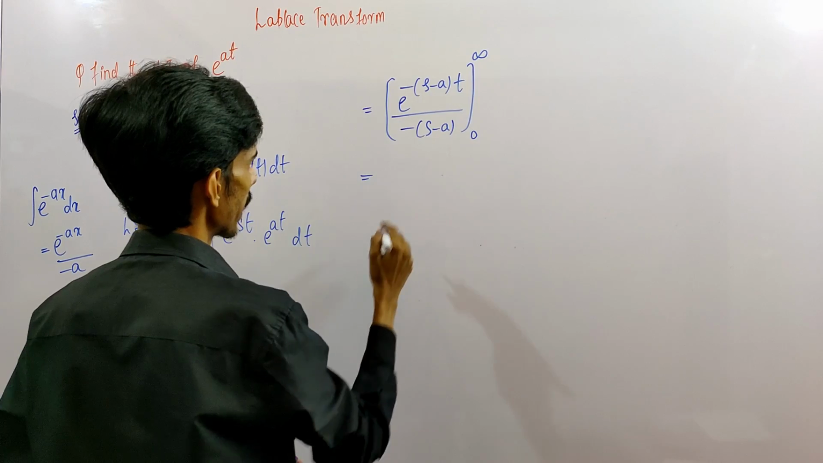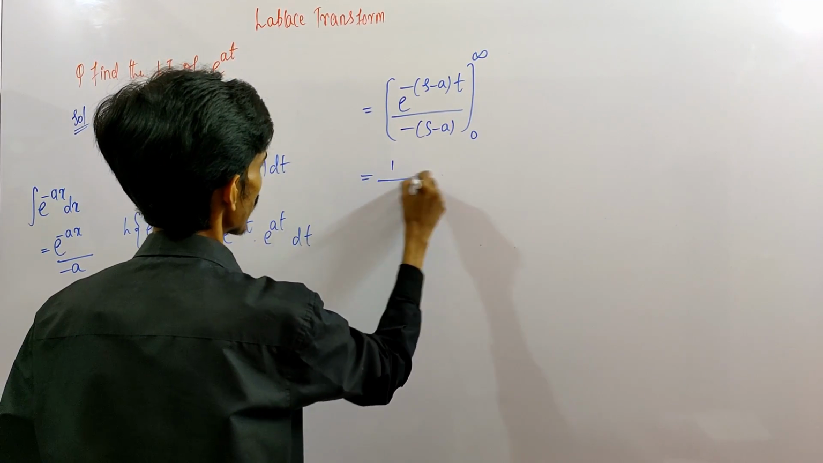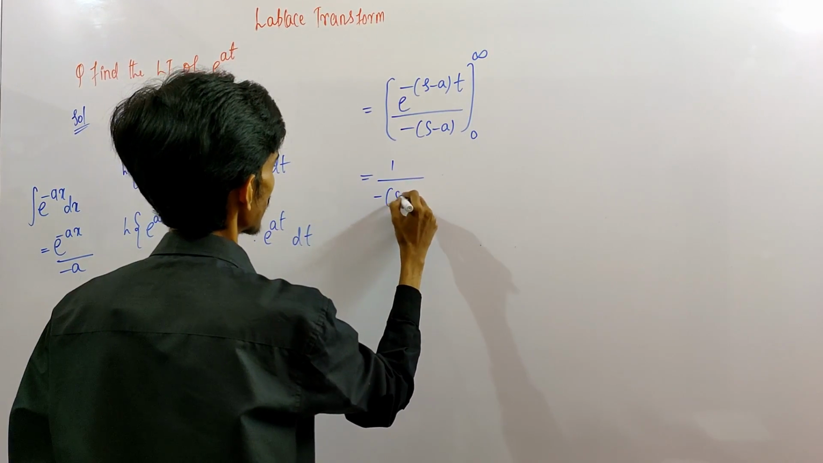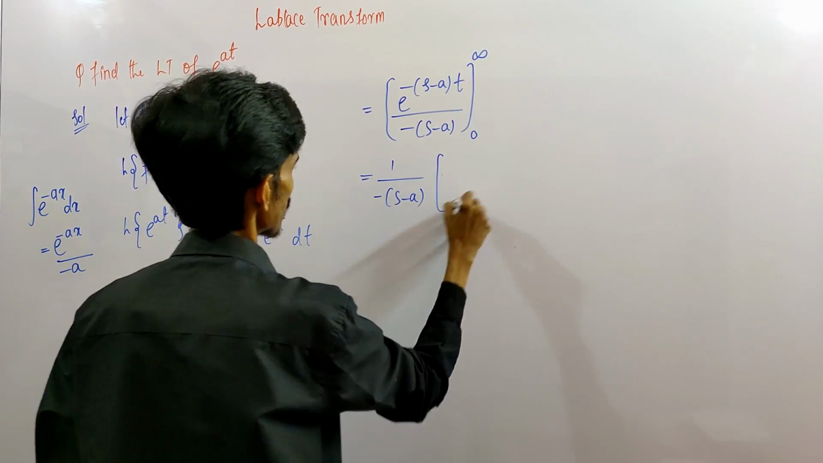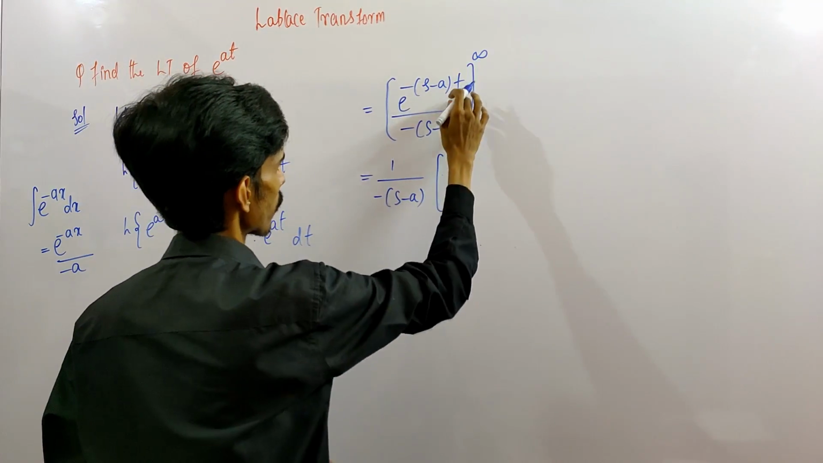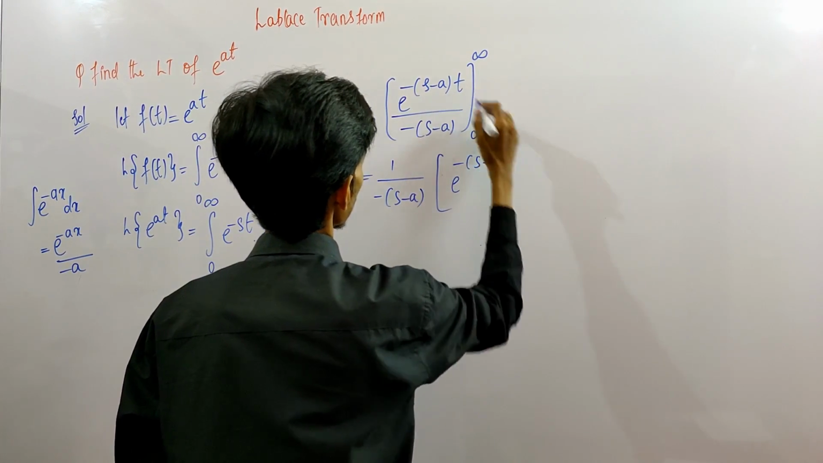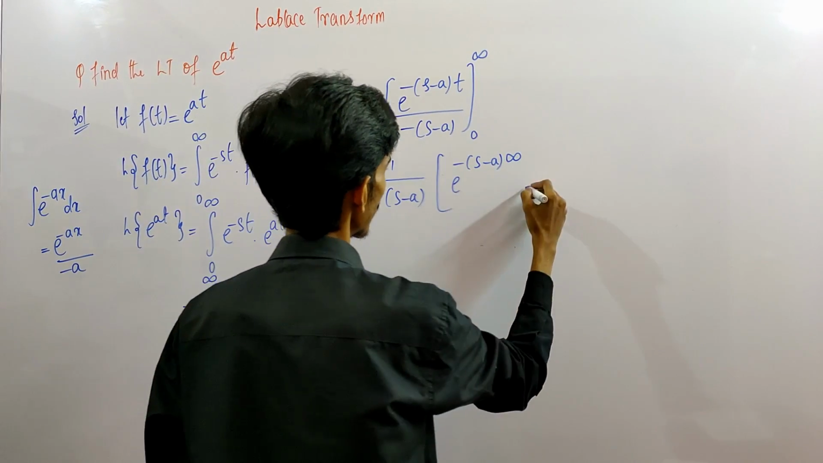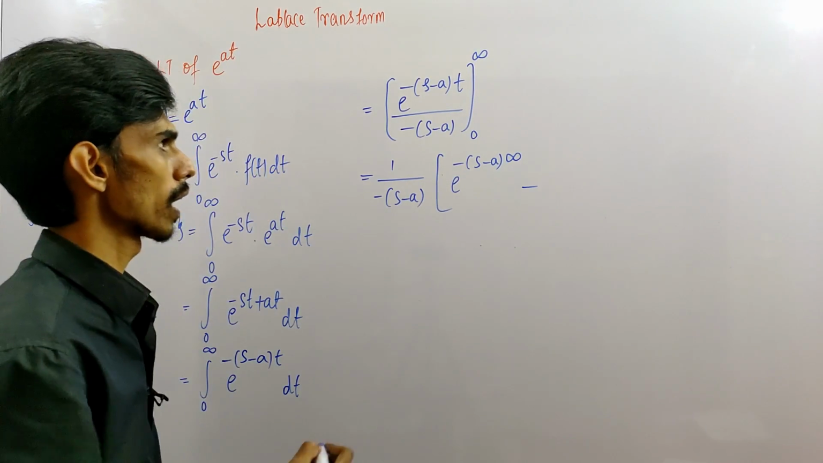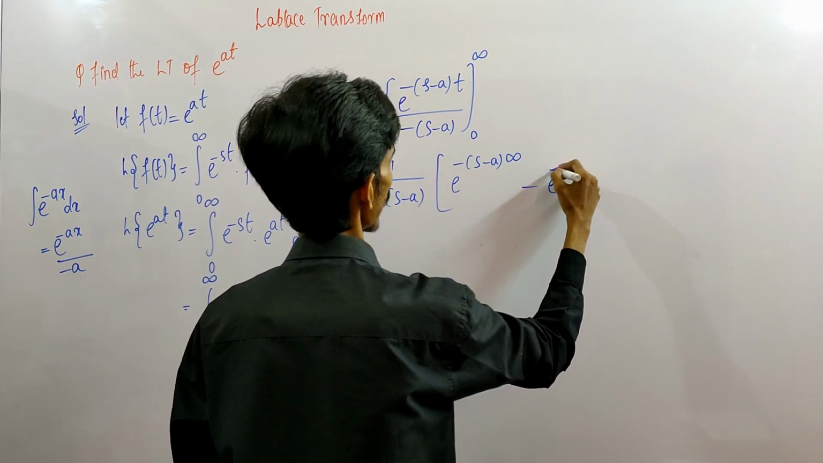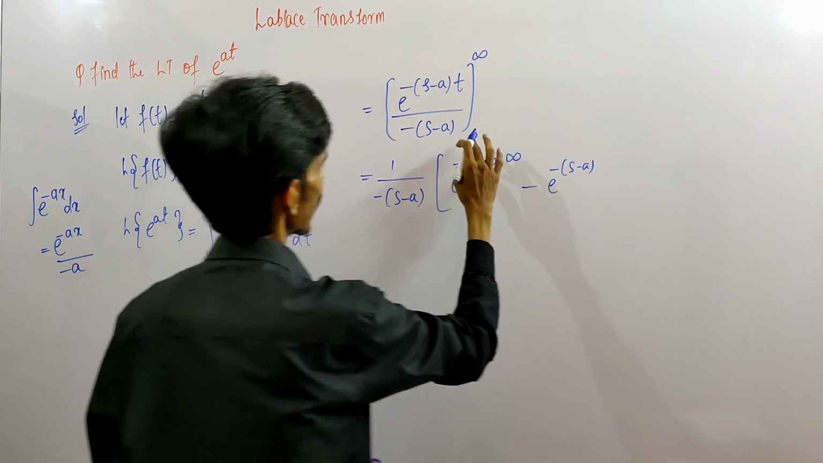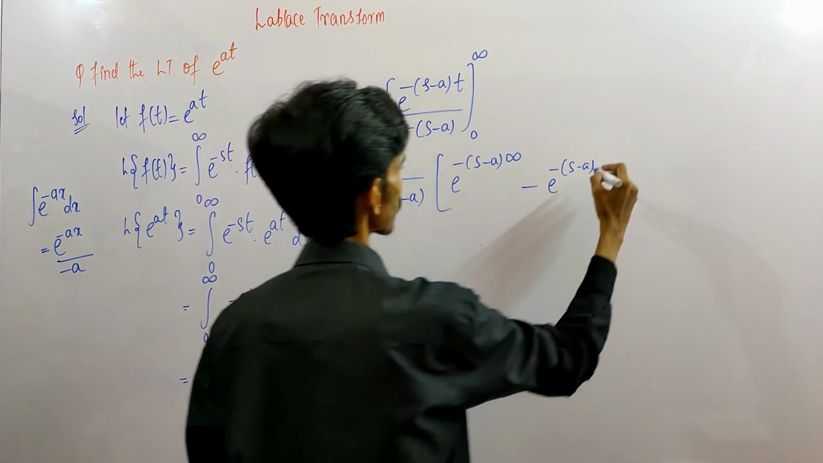Now take this denominator outside the limit. We have 1 by minus s minus a. Substitute the upper limit in place of t. E power of minus of s minus a, in place of t, write down infinite, upper limit minus lower limit. E power of minus s minus a, in place of t, write down 0.